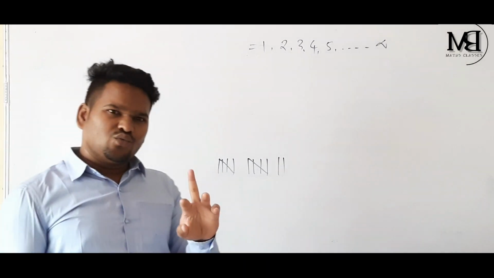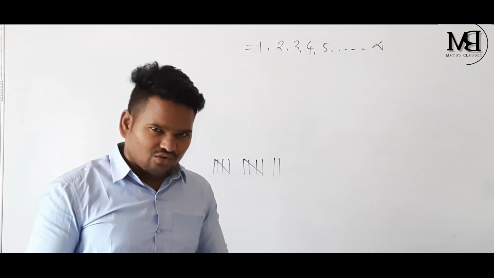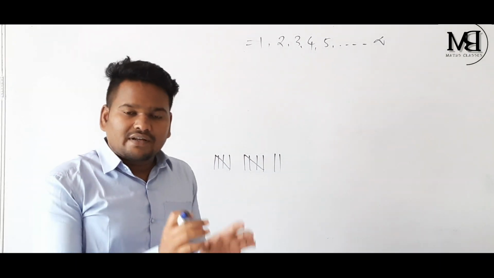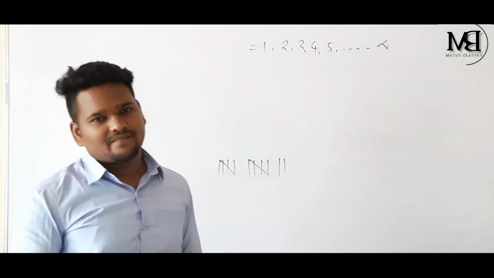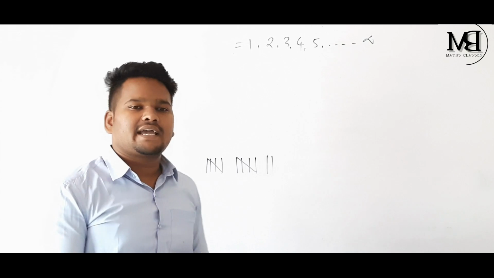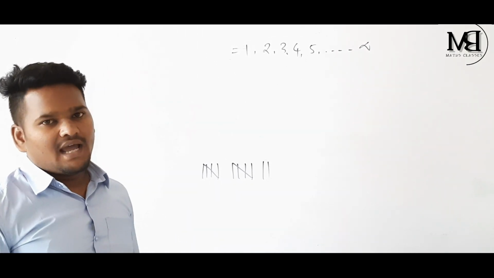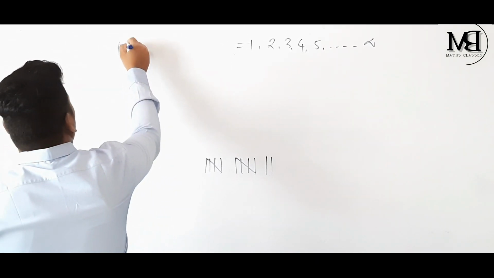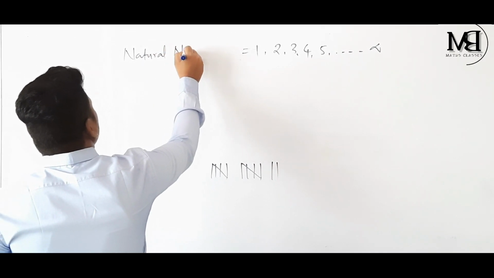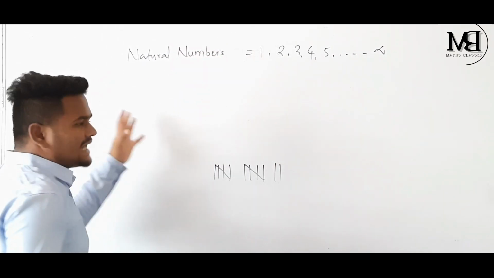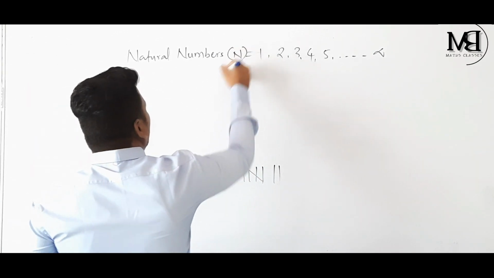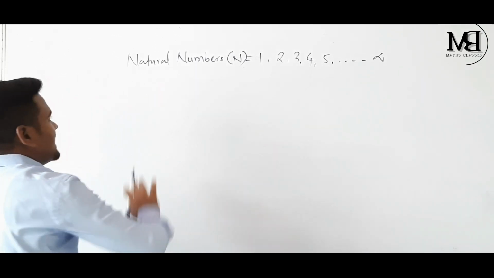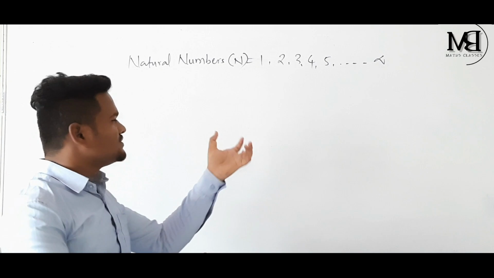See children, what was our first problem? Our problem was counting, right? So for counting only we discussed these numbers, so these numbers can be known as countable numbers. And we gave a special name to these countable numbers, that is natural numbers. These natural numbers are denoted by capital N, as the word natural starts with N. Natural numbers start with 1, 2, 3, 4 and so on.